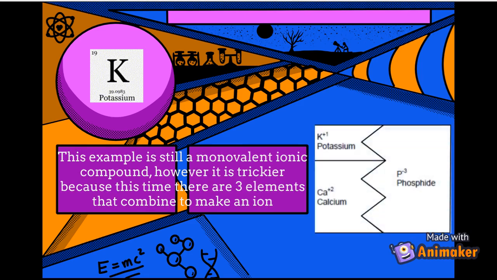If you take the elements phosphorus, potassium, and calcium, it will take 1 calcium and 1 potassium to make the charge equal to 0. The reason being is because calcium has a 2+ charge and potassium only has a 1+ charge. So together, they cancel out phosphorus, which has a 3- charge.